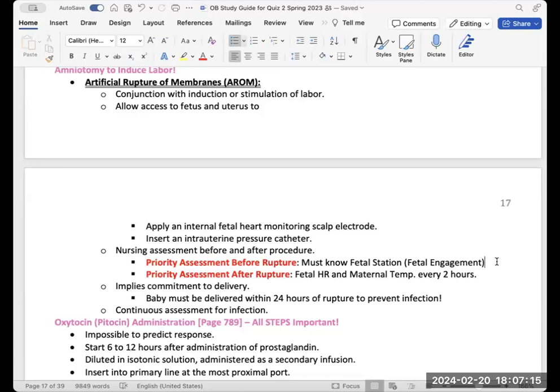Then after we rupture the membrane, the priority is fetal heart rate and maternal temperature every 2 hours, okay? So, fetal heart rate and monitoring maternal temperature every 2 hours. And that's because there's also a risk for infection. So those are your priorities here, okay?